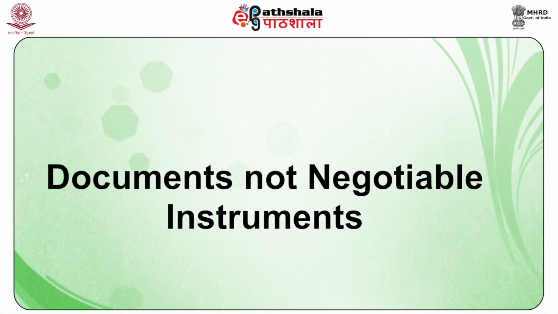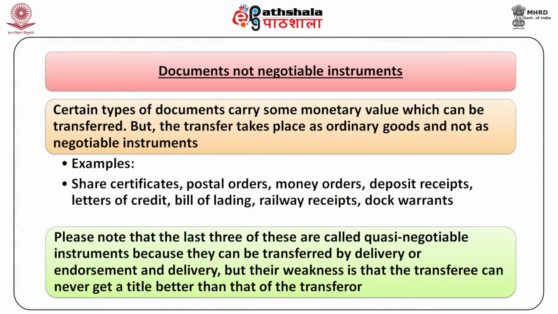Documents that are not negotiable instruments. Certain types of documents carry some monetary value which can be transferred, but the transfer takes place as an ordinary good, not as a negotiable instrument. One such example, or a few examples, are share certificates. That means share certificates are not freely transferable and hence they are not negotiable instruments. Postal orders, money orders, deposit receipts, letters of credit, bills of lading, railway receipts and dock warrants. These are specific instruments which can be used for exchanging monetary value, but they are not negotiable instruments.